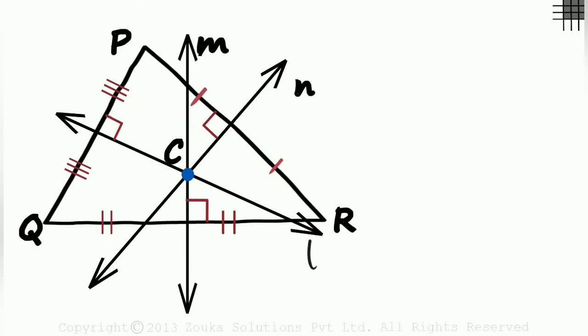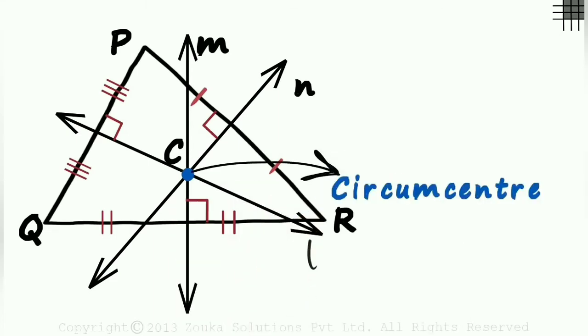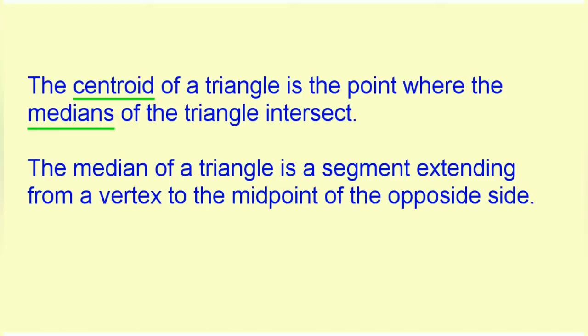What is this point called? It's called the circumcenter. The centroid of a triangle is the point where the medians of the triangle intersect. The median of a triangle is a segment extending from a vertex to the midpoint of the opposite side.